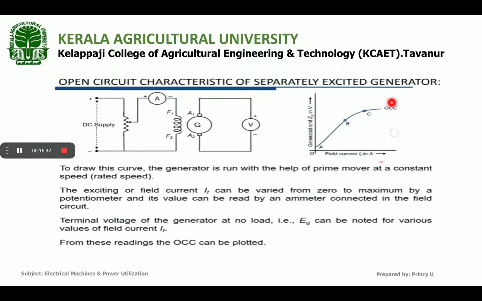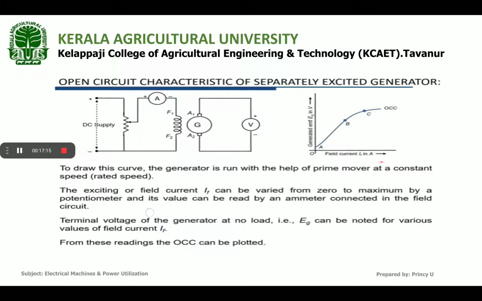We know that it is similar to a magnetization curve, and the circuit diagram of the experimental setup will be like this. To measure the field excitation, we use an ammeter in series with the field winding, and for varying the field excitation we use a potentiometer. DC supply is given separately to the field winding, so it is called a separately excited generator. The armature is open, meaning there is no load in the circuit. To measure the voltage generated across the armature, we connect a voltmeter across it.